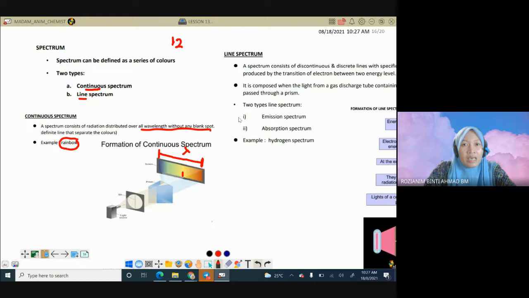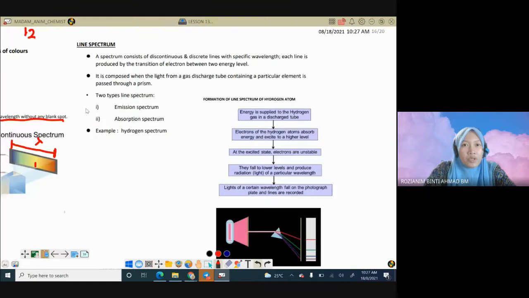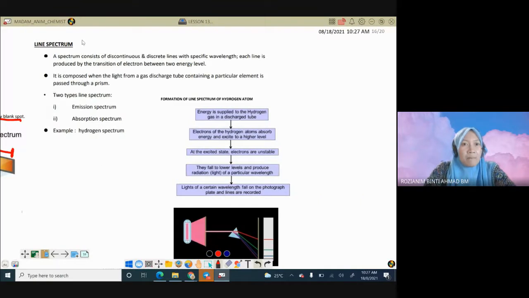But based on Niels Bohr, we study about the line spectrum. Kenapa line spectrum? Because Bohr used the element of hydrogen. So kita boleh panggil dia as a hydrogen spectrum. This hydrogen spectrum is based on the process of emission or absorption spectrum. So absorption maksudnya elektron absorb tenaga. Okay, kalau emission dibebaskan tenaga.